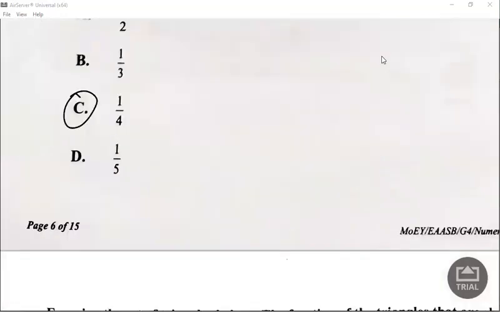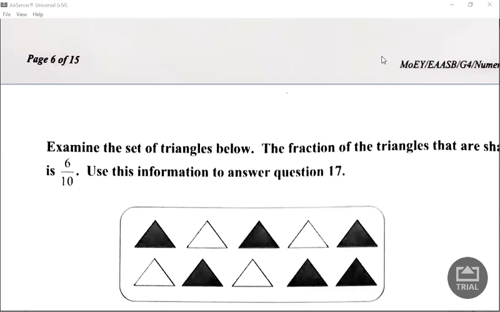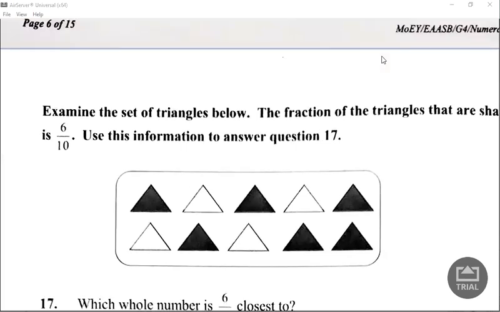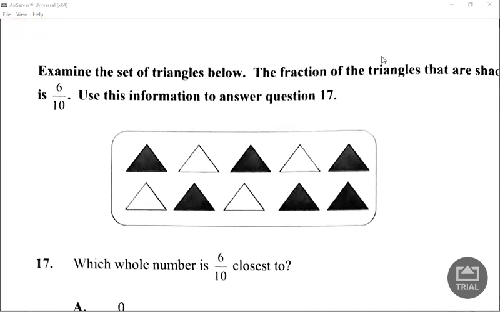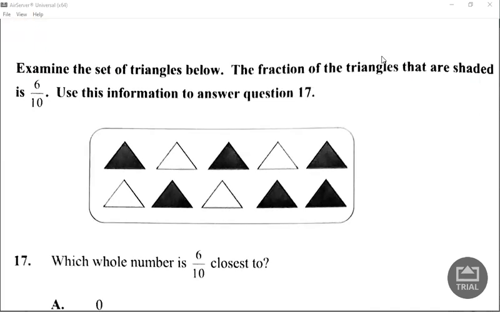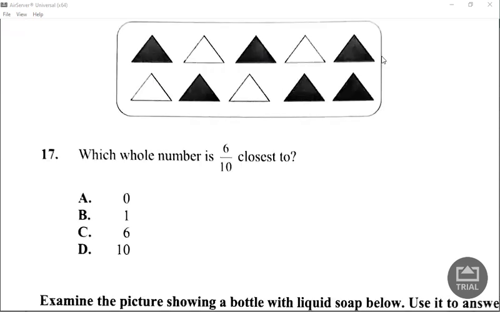Let's look at this one now. It says, examine the set of triangles below. The fraction of the triangles that are shaded is 6 out of 10. Use this information to answer question 17. Which whole number is 6 over 10 closest to? Now, 6 over 10 does not reach a whole, so it would be 1. The nearest whole number is 1.